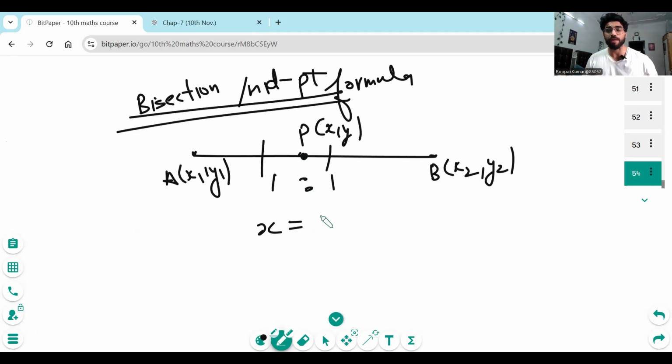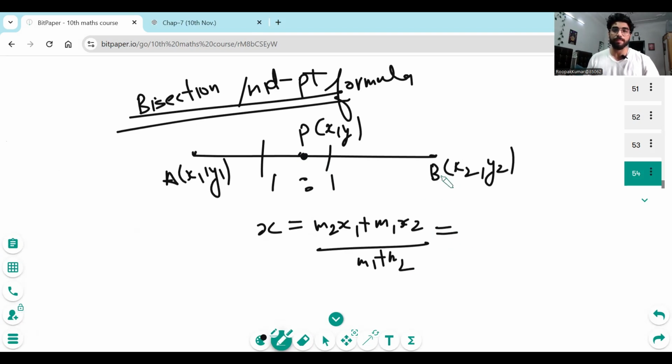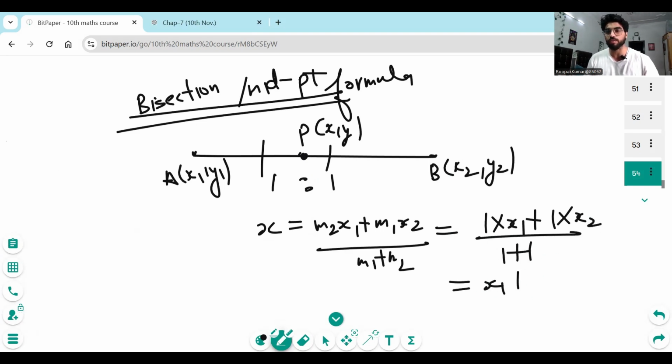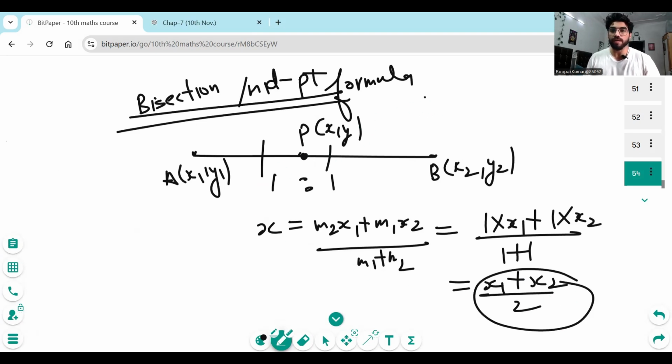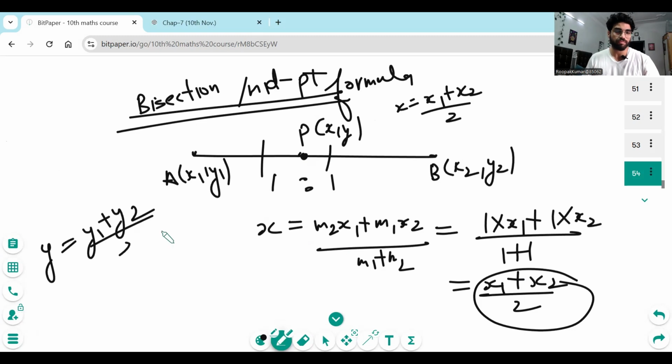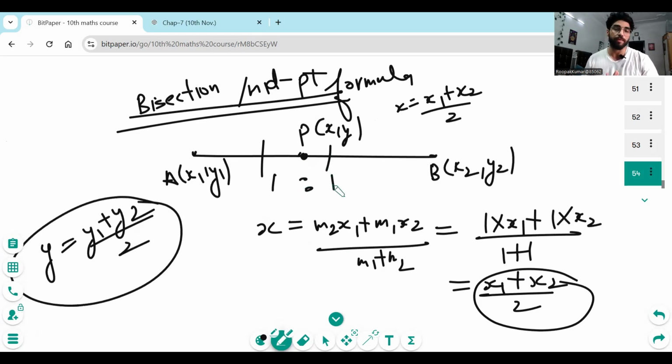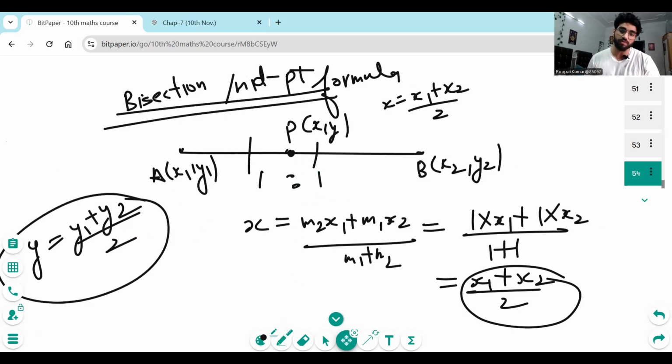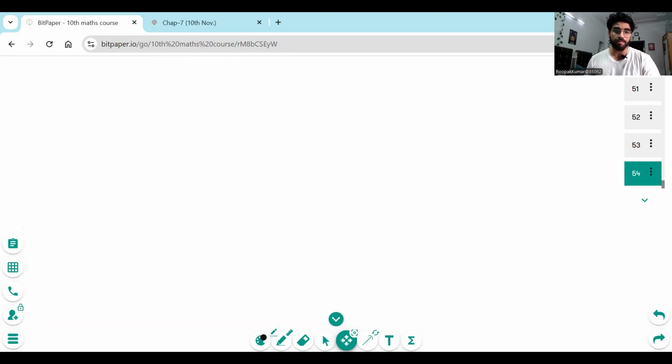Yes. So midpoint. The formula was m2 x1 plus m1 x2 over m1 plus m2. What is m2? 1. What is m1? 1. So 1 plus 1. So x1 into 1 is x1, over 2. So the midpoint formula is x1 plus x2 by 2 for the x coordinate, and similarly for the y coordinate, it will be y1 plus y2 by 2. Because my m1 is 1 and m2 is 1, that's why this has happened. So the midpoint formula is very, very important. It can be used in multiple cases.